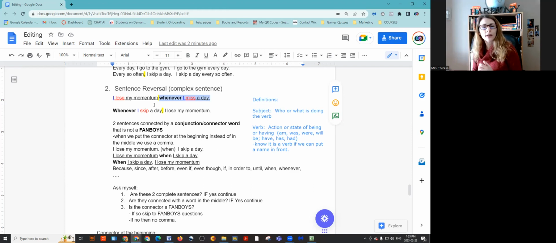So how do we know if something is a complete sentence? It's a complete sentence if it has a subject and a verb and a complete thought. So even though this has a subject and a verb, it does not have a complete thought without the rest of this. So now this becomes a dependent clause. This dependent clause can be at the beginning of the sentence or at the end of the sentence. But here's the tricky thing. When it's in the middle, this connector word never ever gets a comma.